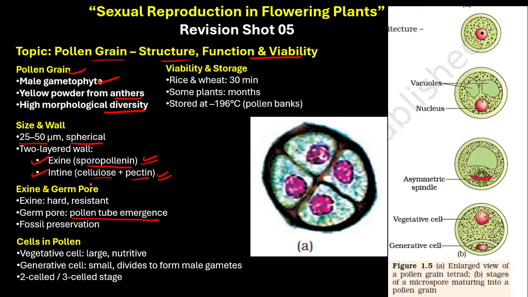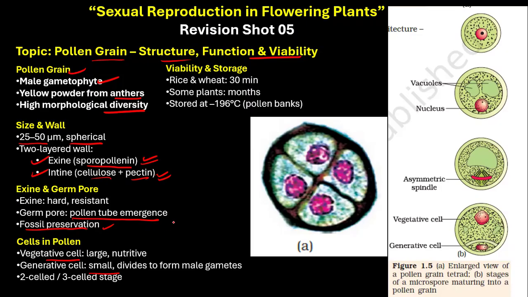Because of this sporopollenin, fossil preservation can be done, and scientists have discovered fossils of many years, and those fossils were viable also. So cells in the pollen grain, you have one big vegetative cell and a small generative cell. You know that pollen grains can be shed at the 2-cell stage and the 3-cell stage.